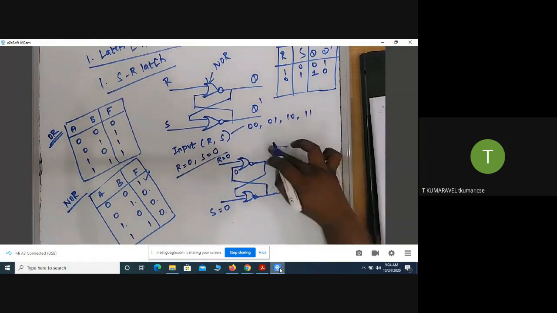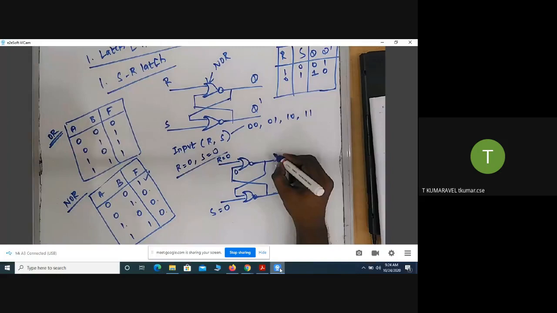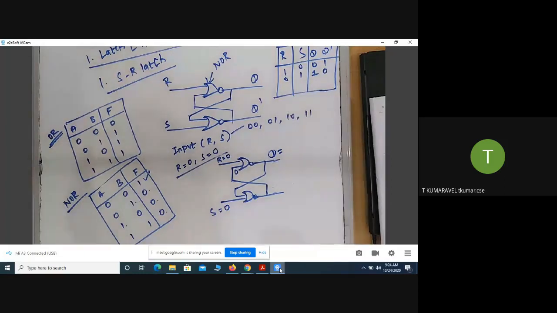Sir, previously, if any one of the inputs is one, we can easily predict the output. But in this case, both the inputs are zero. So you look into the past output value. Listen, previously some input was one, so we could easily predict the output.